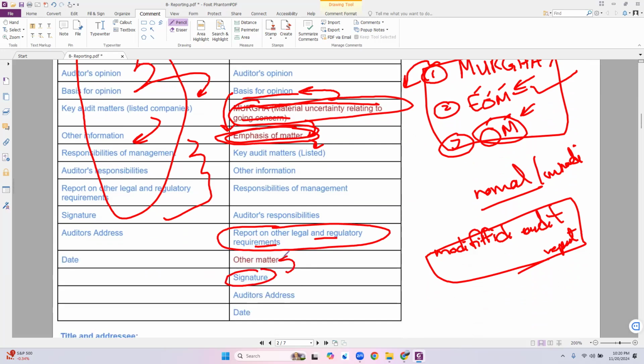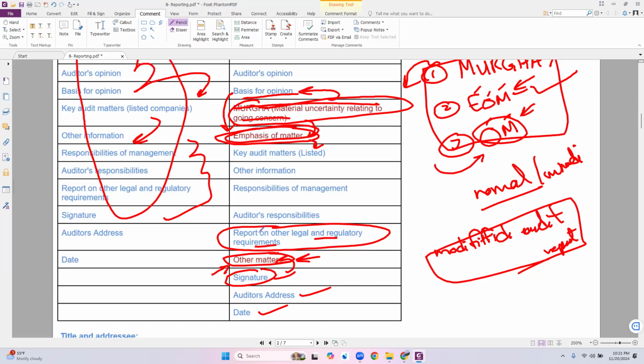Before the signature, it is included. So basically, the last paragraph in a modified audit report might be the other matter paragraph. Got it? Okay. Because signature is not a paragraph. Auditor's address is not a paragraph. It is just an address, and the date is again not a paragraph. So the final paragraph in a modified audit report might be the other matter paragraph, right after report on other legal and regulatory requirements.